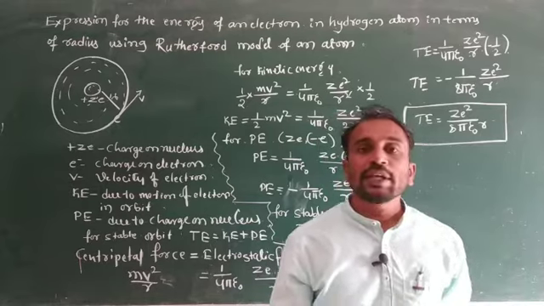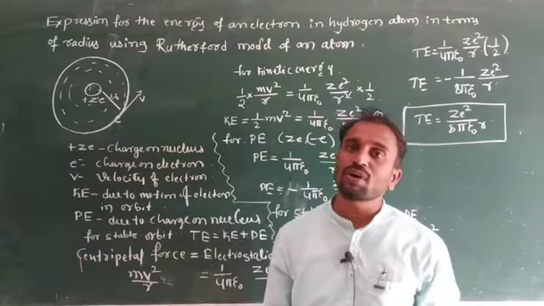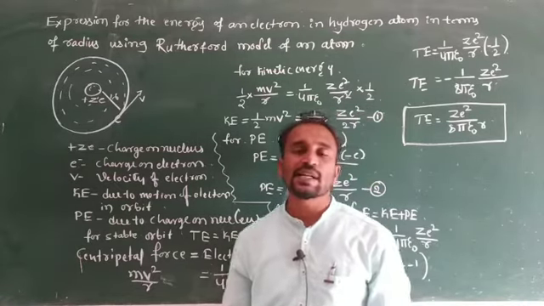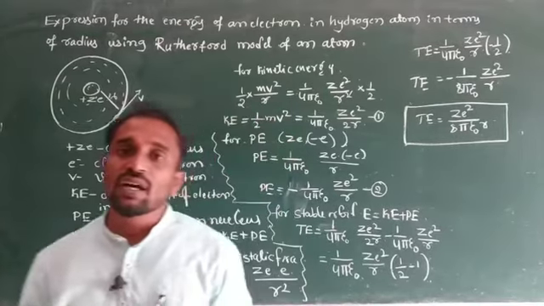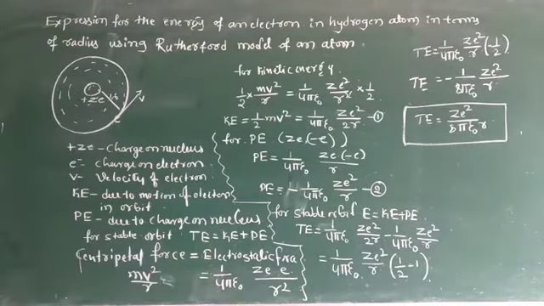Another one: it could not explain the emission of spectral lines. So these two we consider the demerits of the Rutherford atomic model.